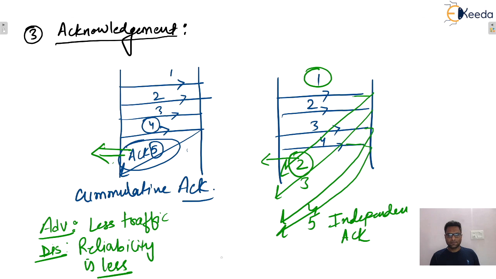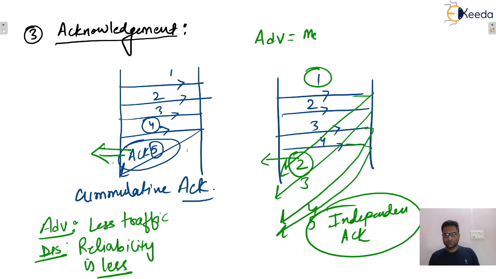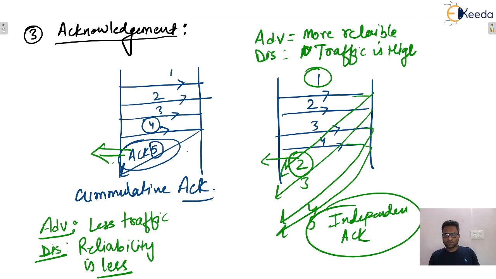But in the case of independent acknowledgements, what is the advantage? The advantage is that it is more reliable, because here if any acknowledgement gets lost, then we will assume that the corresponding packet got lost. Only if one acknowledgement gets lost, that means one packet got lost. So that is more reliable. The disadvantage is that here traffic is high.